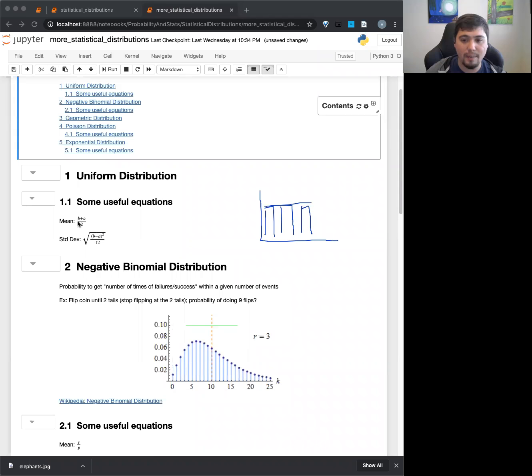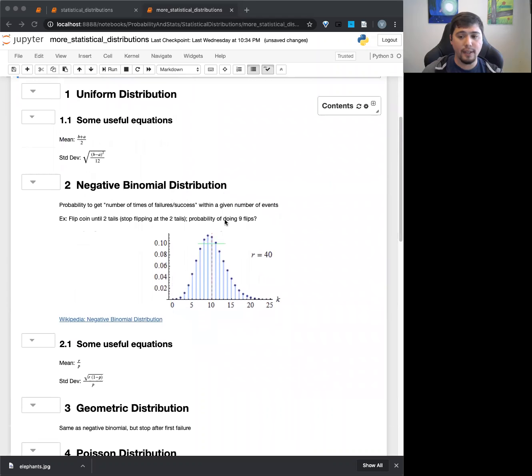Okay. So simple stuff, you can find the mean and standard deviation. Again, don't worry about memorizing that. If you really wanted to, you could look that up, but it gives you an idea of how this is calculated.